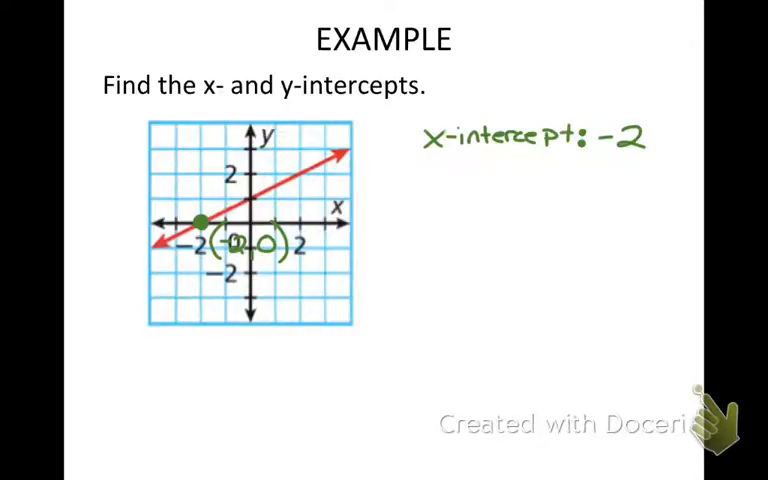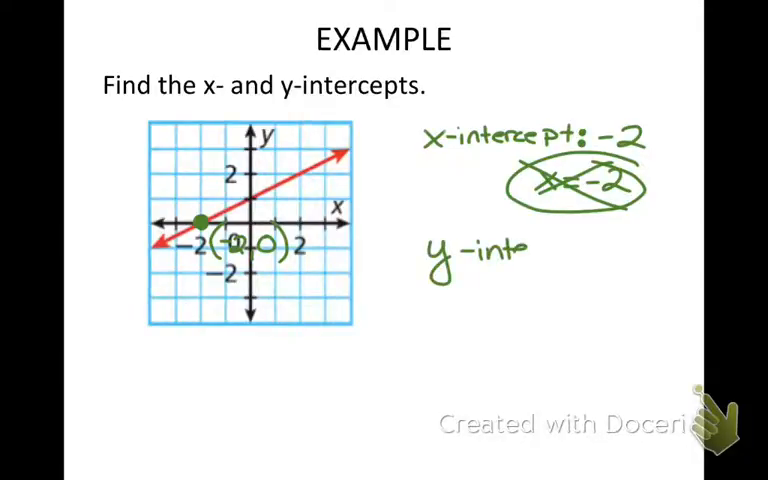Do not write x equals -2. That is not the same thing. That is wrong. Don't put that as an answer. And some of you will. Don't do that. That's an equation. Your x-intercept is a coordinate. So it is -2. Your answer is not an equation of x equals -2. It's two different things.